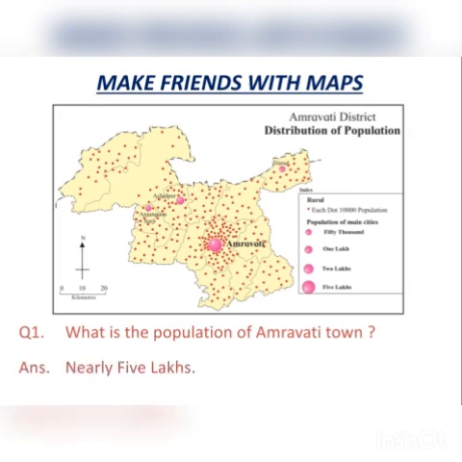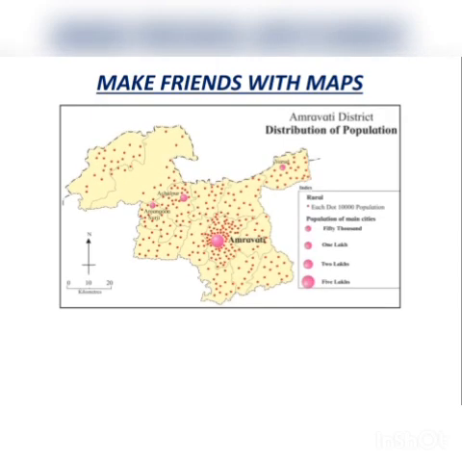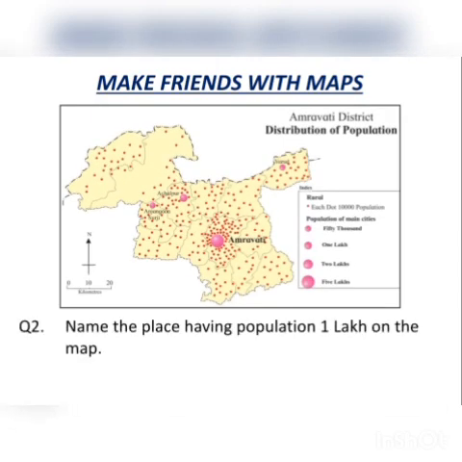Students, you can see the values given in the index, the lowest as well as the highest value of the dot. Question number 2. Name the place having population 1 lakh on the map. In the index, we'll check the circle having 1 lakh value. The same circle you can see on Anchalpur. Therefore, the place having population 1 lakh on the map is Anchalpur.